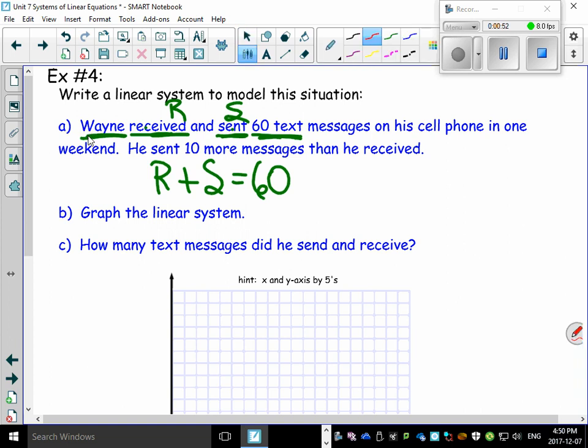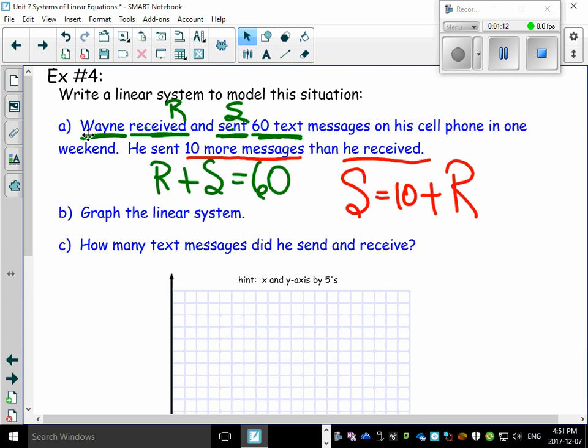Okay, let's look at the rest of this and see if everything else falls into place here. He sent 10 more messages than he received. So he sent 10 more than he received. Oh, well, there's our second equation, just by writing it out like that. So we're going to have to graph this, and we're going to solve this graphically. All right, how do we do this?